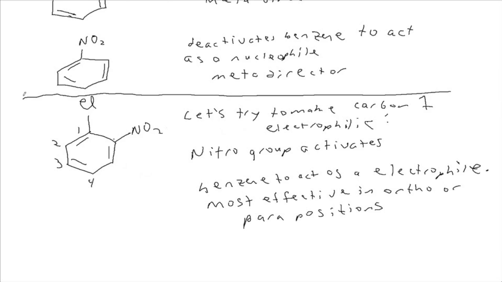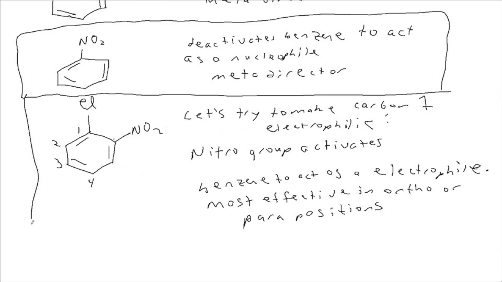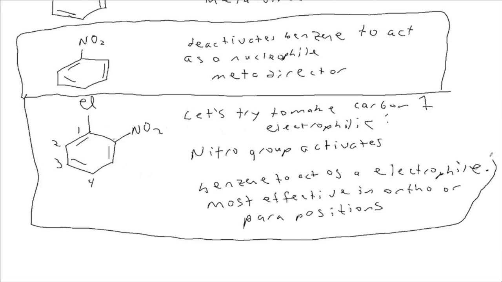Okay, so it would be interesting to compare these two examples. I can see how a student might easily start to get confused here. Here we said the nitro was deactivating. And here we say the nitro is activating. Isn't that a contradiction? How can the nitro group activate and deactivate?